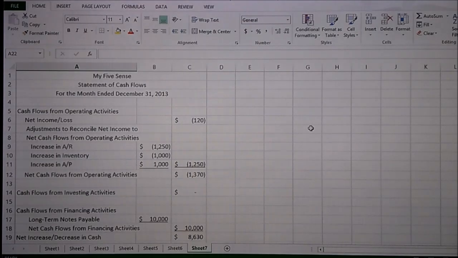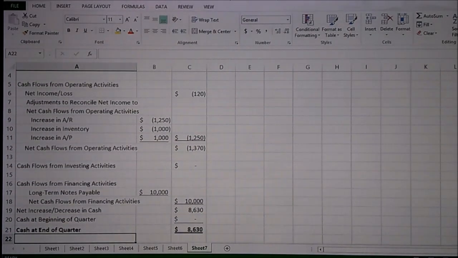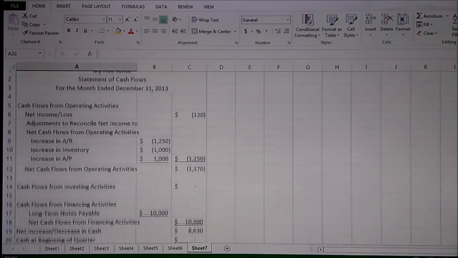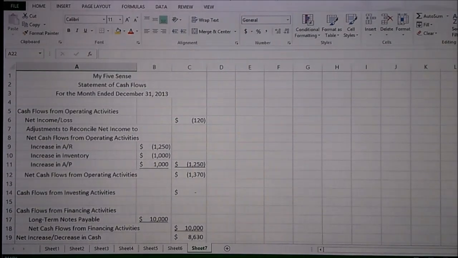All right, and so when you add it all up, you total it all up, it shows a net increase or decrease in cash, which is the ending balance of the cash account at the end of December 31st. So that's it for the statement of cash flows. Very important statement. Look at it a little closely, and it tells you more about the well-being of the company.